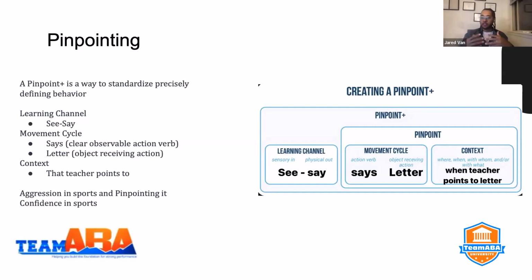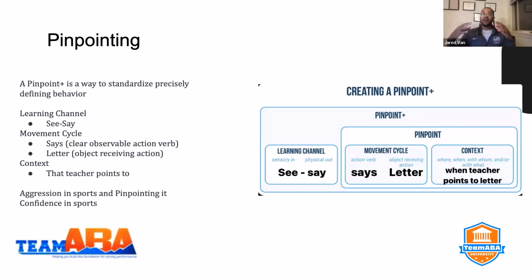So I'm going to give what is commonly used as an academic example. A lot of times parents will say, "Oh, my kid knows their ABCs." Well, what does that precisely mean? Because knowing your ABCs can look like a lot of different things. Does that mean that they can see and say letters? Does that mean that they can think of letters and say them out loud? Does that mean that they can hear them and write them down?